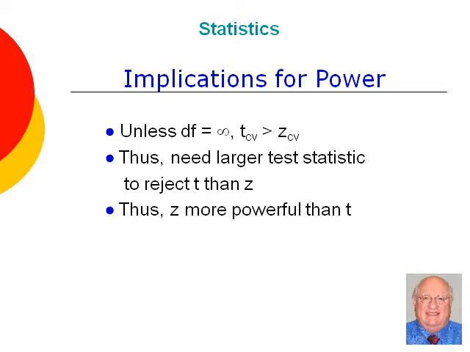So, hearkening back to our discussion of power earlier, in addition to the sample size, alpha, and error, another factor that affects the power of our hypothesis testing is the type of statistic we use, with the z-test being more powerful than the t.